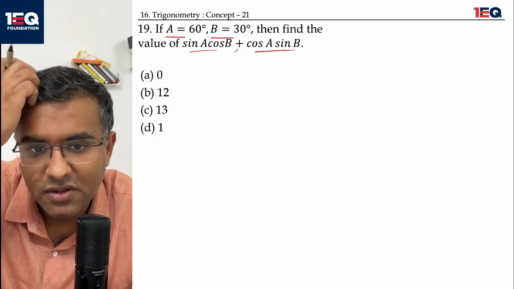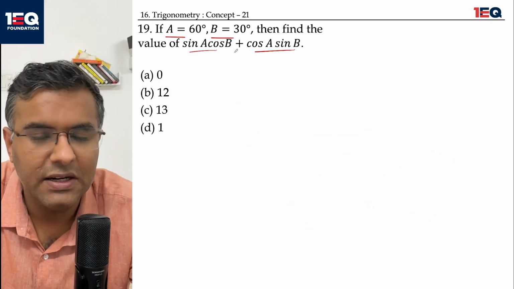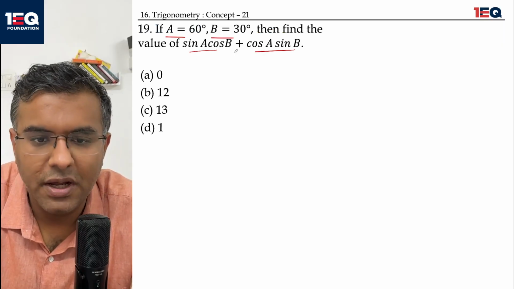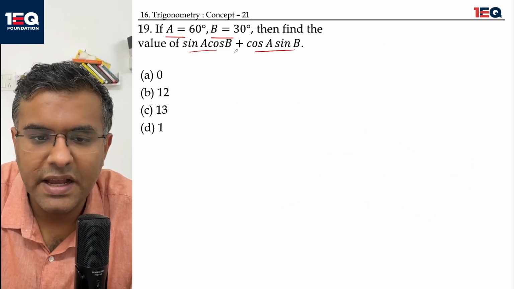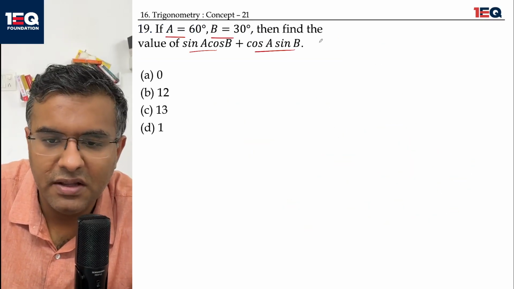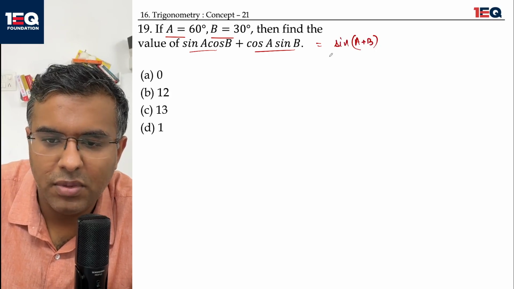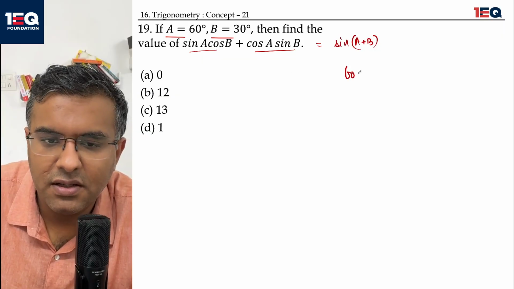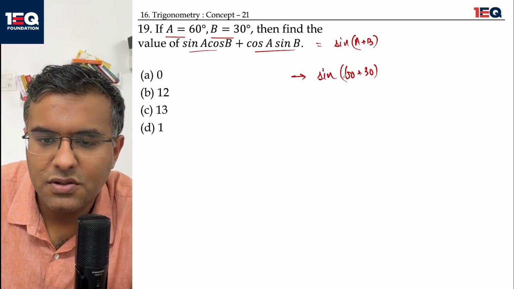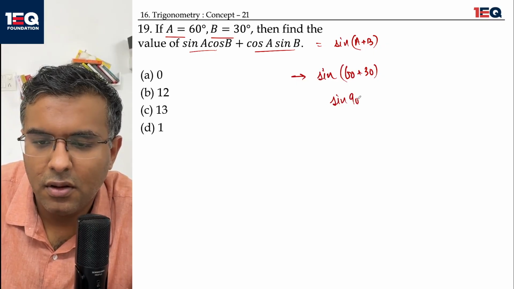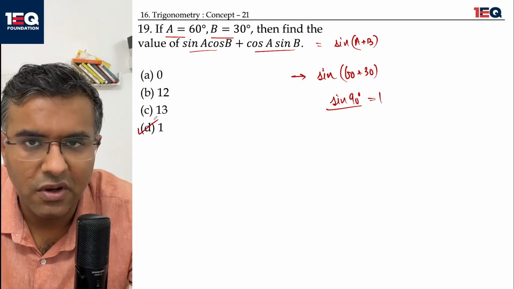Had I not known the formula, I would have to use sine 60 and cos 30. But as I know the formula, I would do the most simple thing possible, which is sine A plus B. This is the formula. So if A is 60 and B is 30, sine 60 plus 30 is sine 90, and the value of sine 90 is equal to 1. So this is the answer that I was looking for.